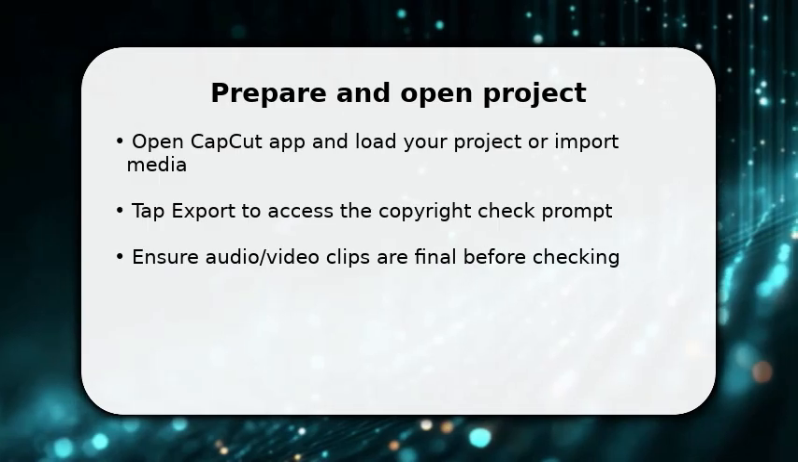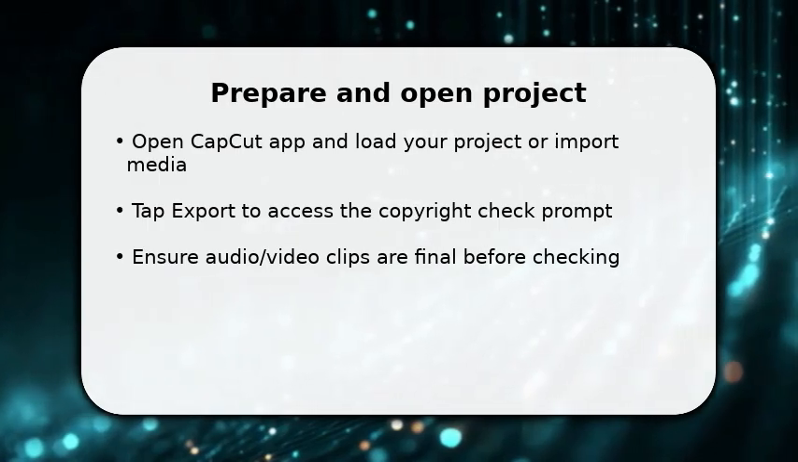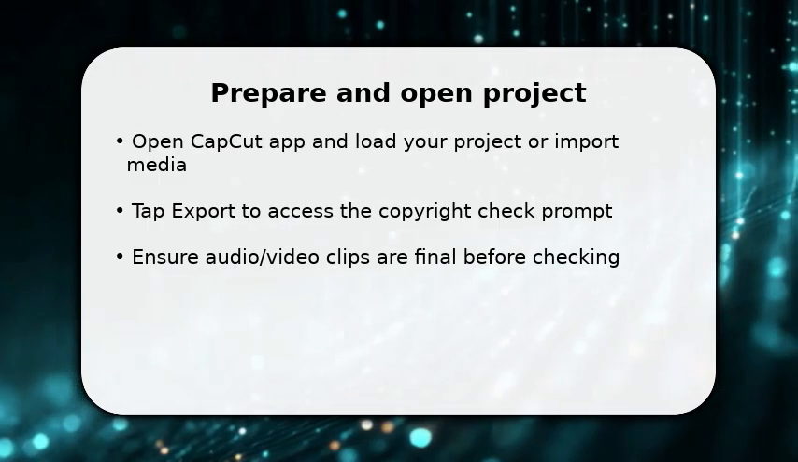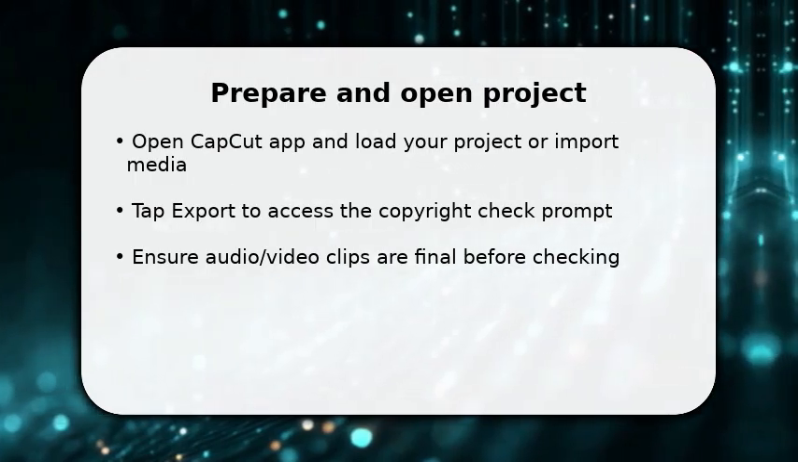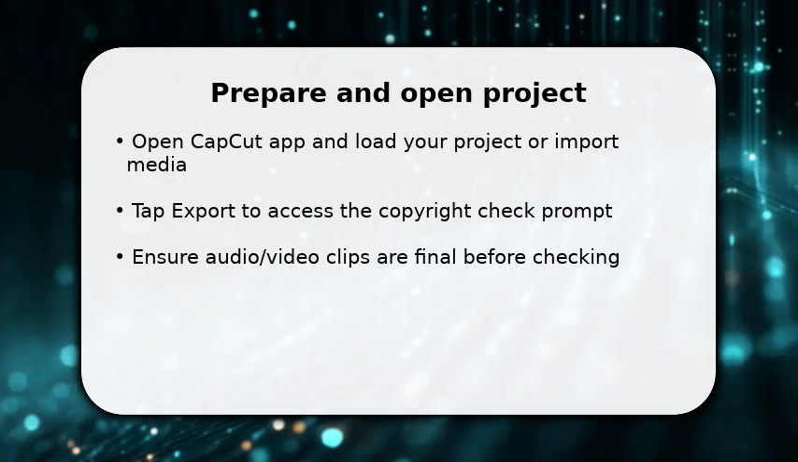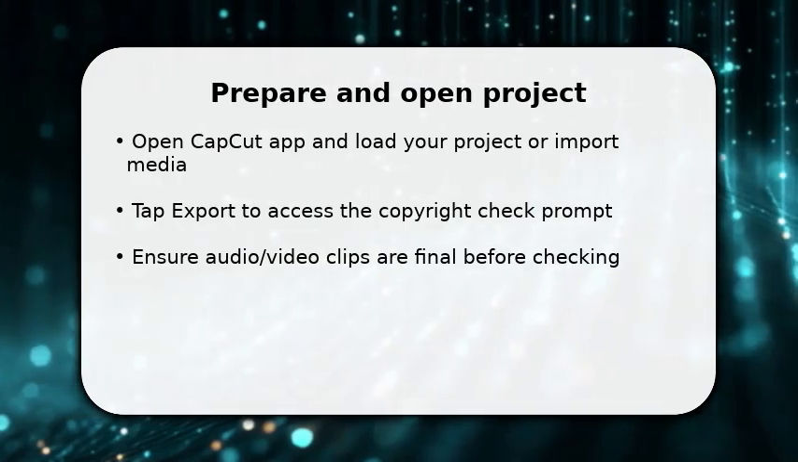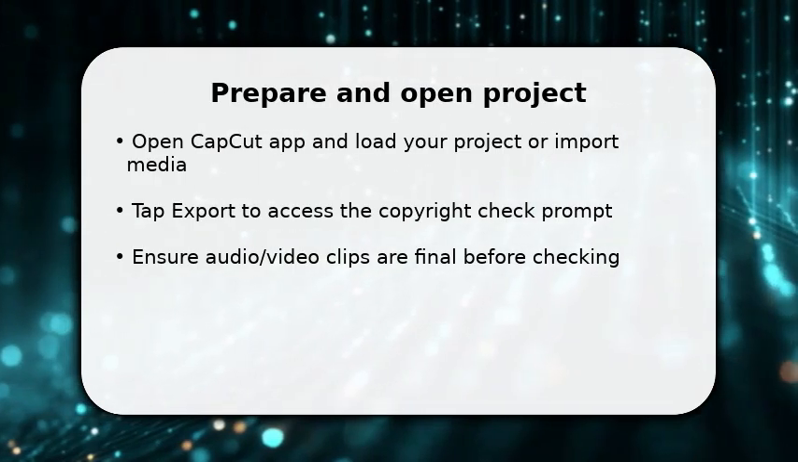Enjoy the video. You start by opening Capcut and loading the exact project you plan to publish. Once done, double-check that audio and visual elements are final because the check flags content at export. Now tap the Export button to trigger Capcut's copyright check flow.